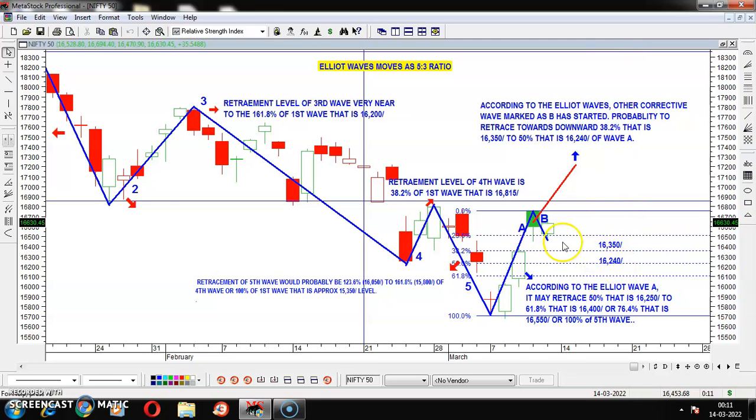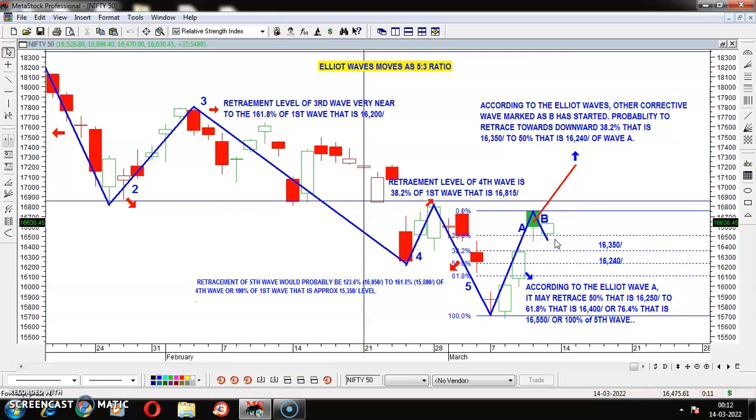Either it may retrace here, or from here if it retreats to the upside, then you can say the third wave is now going to start. So now we have to wait for the opening of the candle tomorrow.